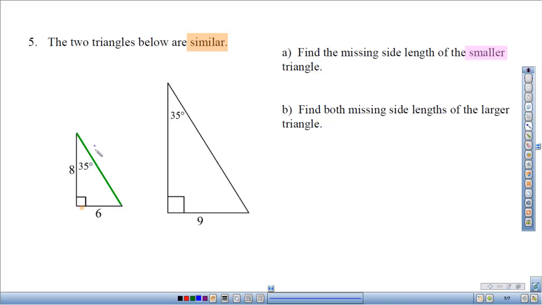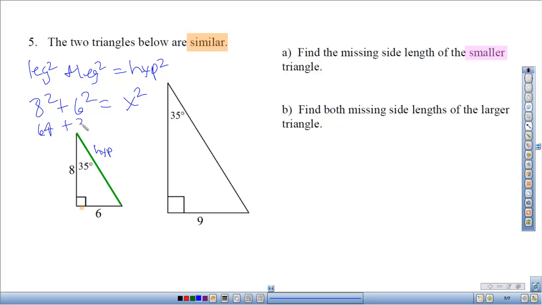So I'm going to notice that my missing side right here is a hypotenuse. And the Pythagorean theorem says leg squared plus leg squared is equal to the hypotenuse squared. So that would be what? Leg squared plus leg squared is equal to, I'm just going to call it x squared. Let's see, 8 squared, that would be 64 plus 36 is equal to x squared. If you add those together, you get 100 is equal to x squared. But I don't want x squared, I just want x. So to undo the squaring, I would take the square root of both sides, and that means x is equal to 10.